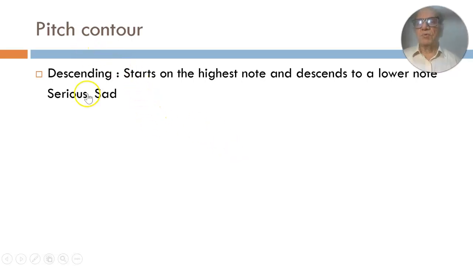One pitch contour which is often used is descending. The characteristic of this is that it starts on the highest note and then descends to a lower note. When you have a descending pitch contour, the frequency keeps on decreasing. It gives rise to a sad feeling. It evokes serious emotions. That is the effect of a descending contour. So let's see an example of this.